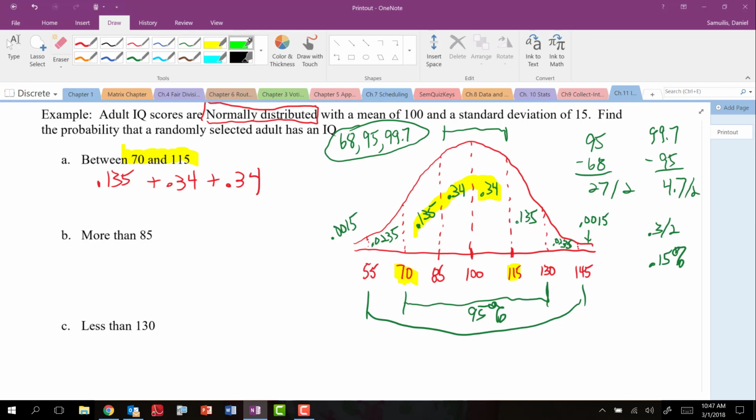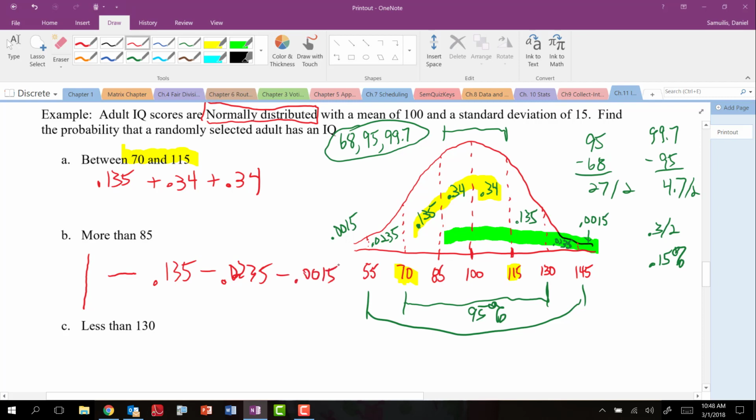Okay, more than 85. More than 85 is all of these, right? Is there something better I could do than more than 85? What would be something faster? 1 minus less than 85, right? Anyone? Anyone? Bueller. Right?